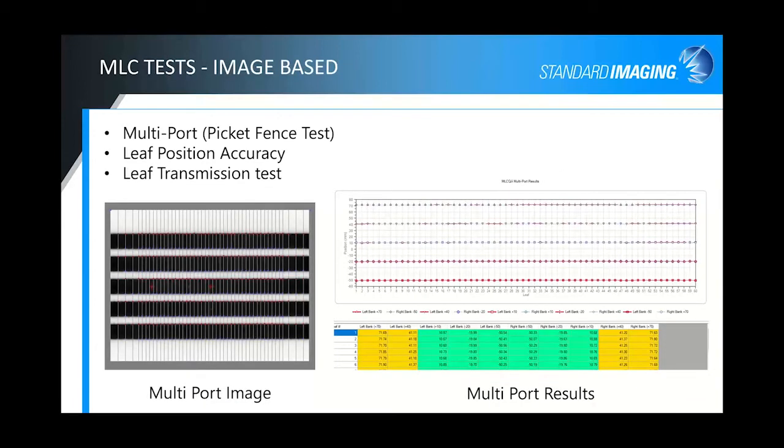We also have our image based tests. As I mentioned, we have our multi-port or picket fence test. We have our leaf position accuracy, which basically similarly kind of gives you the position of leaves and where they should be or where they're expected to be, utilizing an image-based system. And then we also have a leaf transmission test.